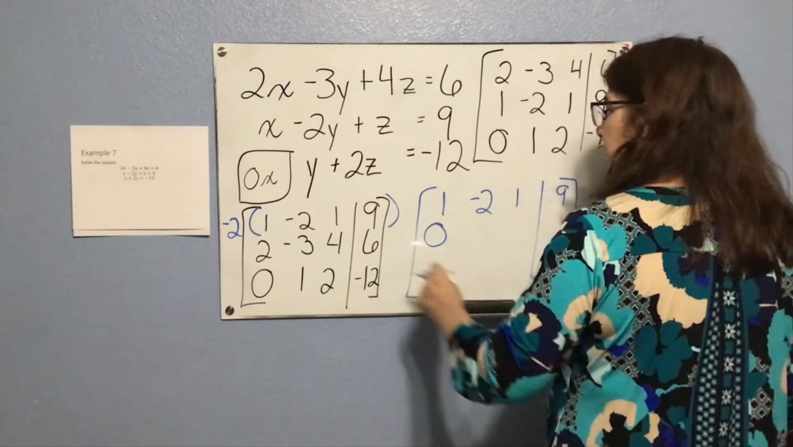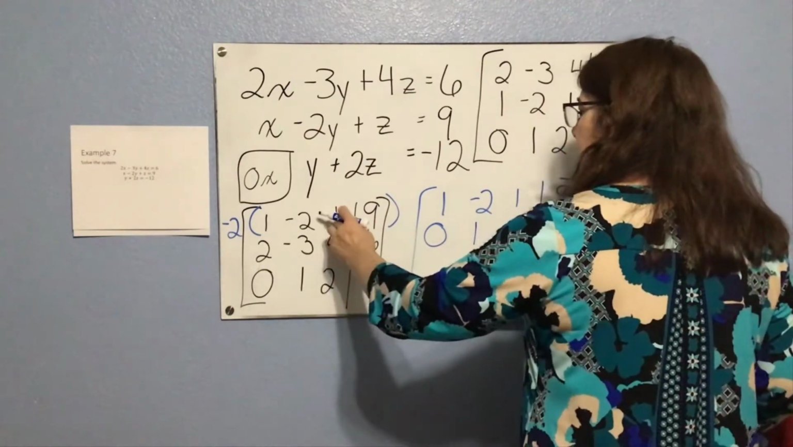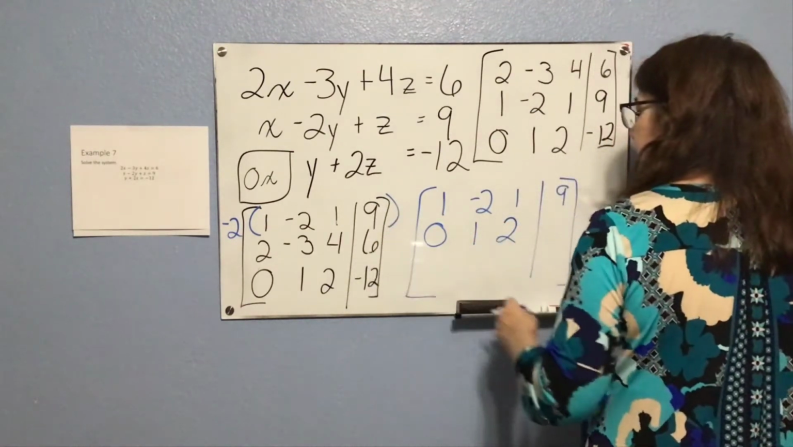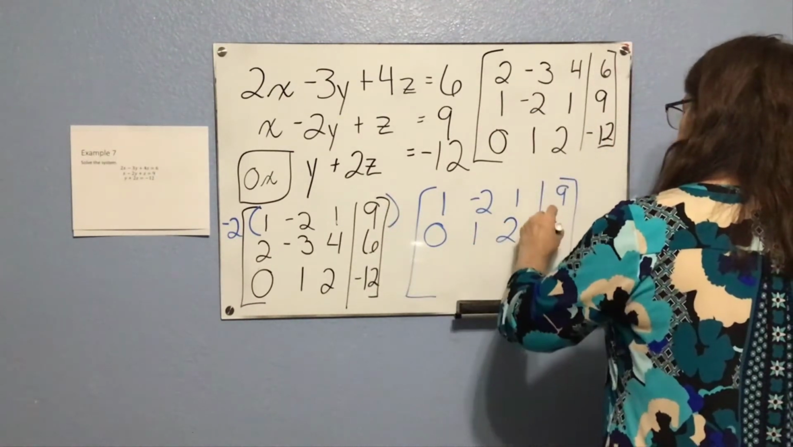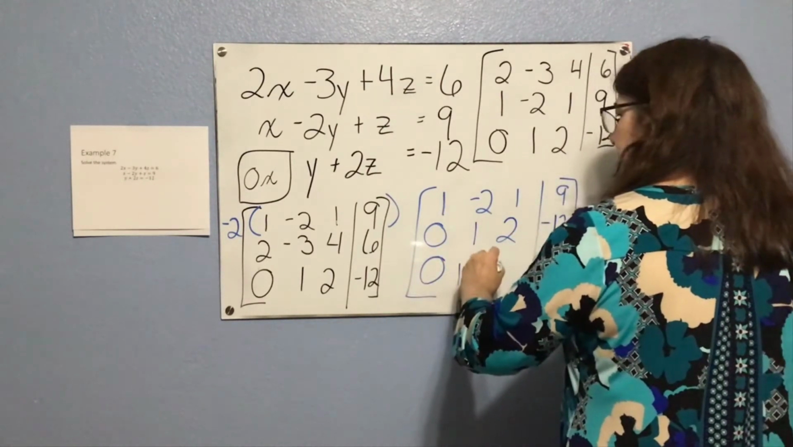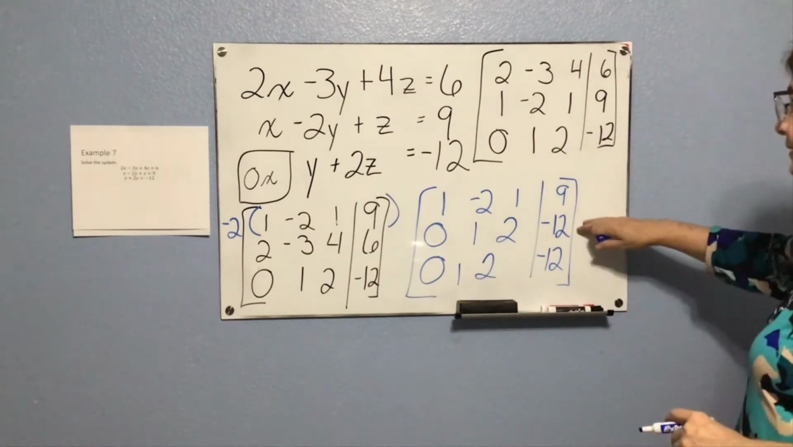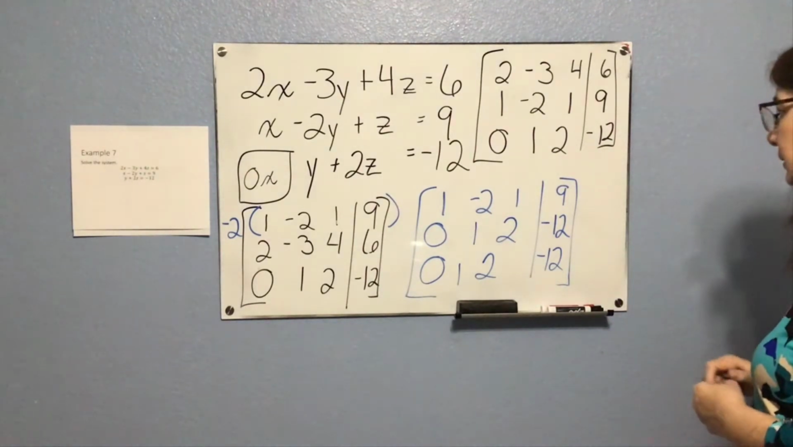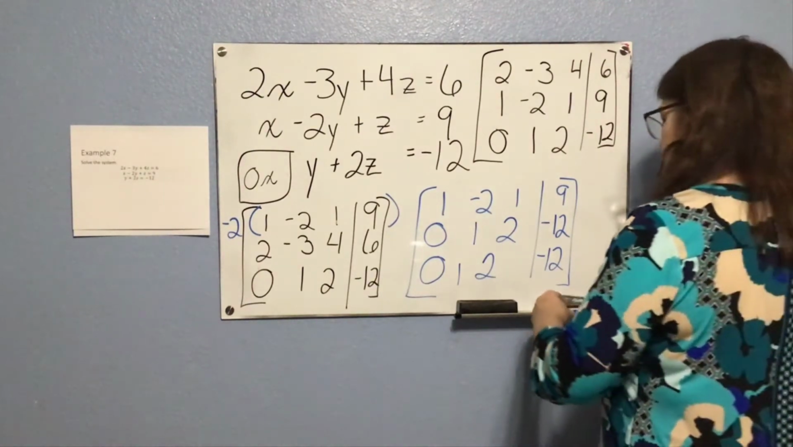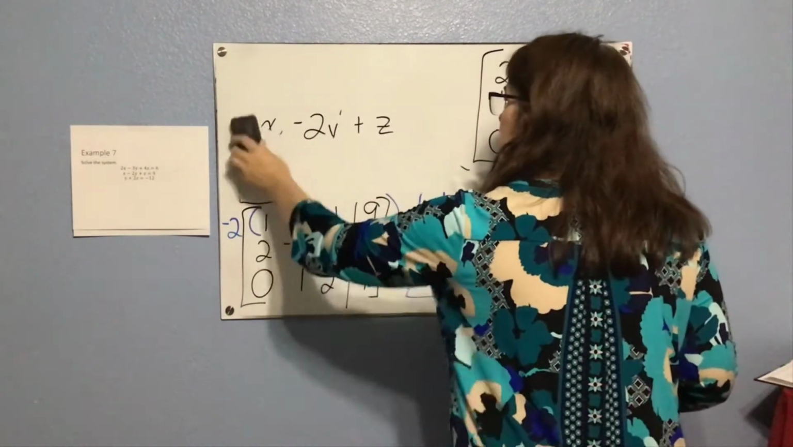That gives me 0. This is 4 minus 3 is 1. And this is negative 2 plus 4 is going to give me 2. And negative 18 and 6 is going to give me negative 12. Not doing anything with the third row just yet. But I do see that the second row and the third row are the same now. So that's an indicator that maybe something's a little unusual. Now let's go on and see how it goes.